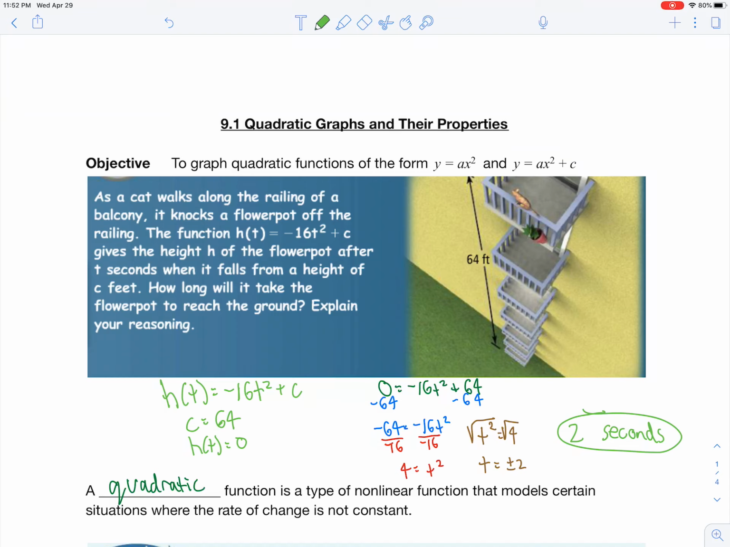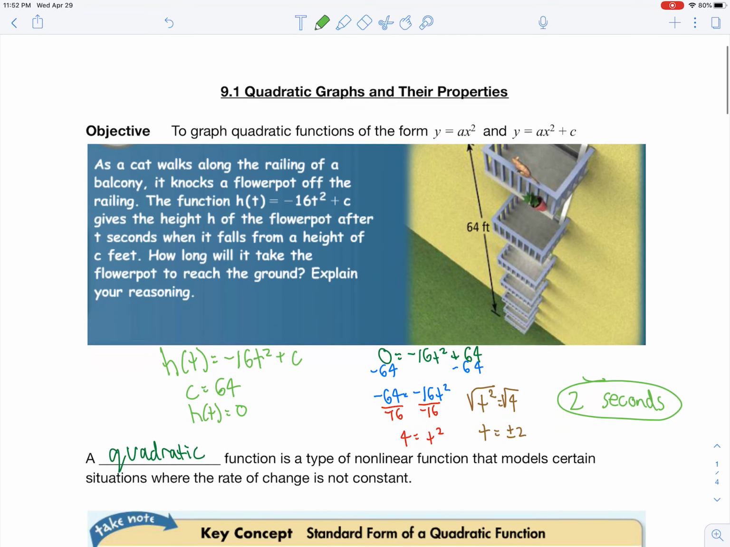Chapter 9, we're going to be taking the quadratic expressions that we're working with from Chapter 8, and we're going to be putting them into equations now. So 9.1, we're going to be looking at those in terms of graphs, quadratic graphs, and their properties, so basically their shape. So I'm going to skip over most of that first question, but it is showing the type of equation we're going to be using here.